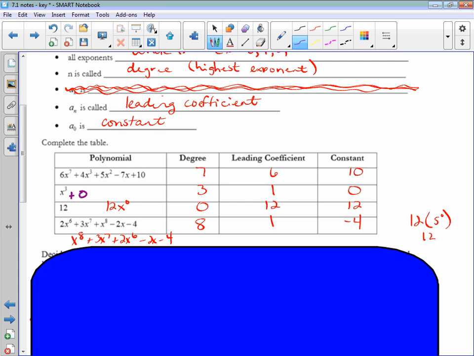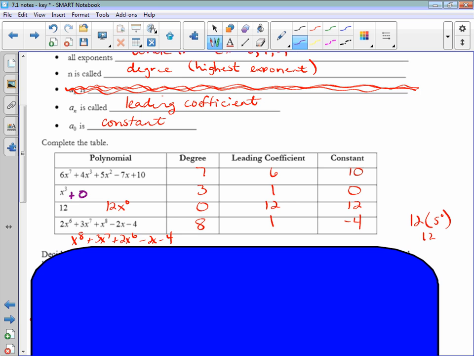And then the fourth one, the only tricky part with that is it's not written in the right order. So your degree is actually 8, and your leading coefficient is 1. Constant's -4. Did anybody get tricked by that one? Okay, you see it now though. All right, any questions on those?